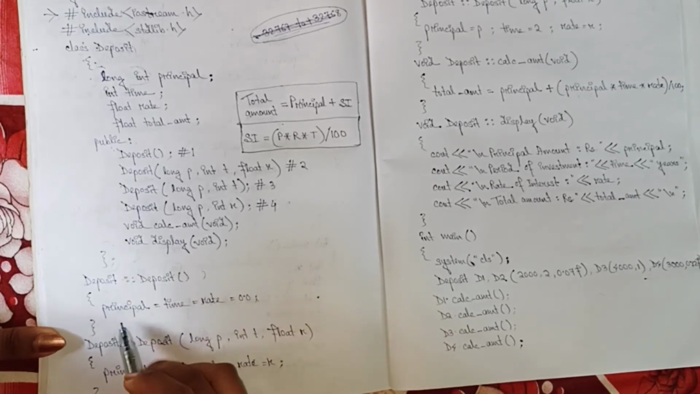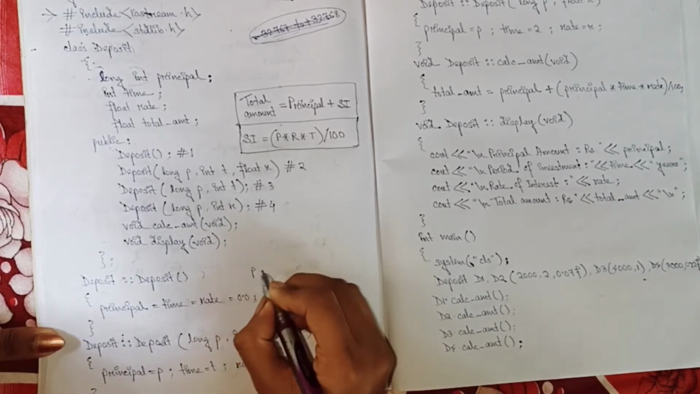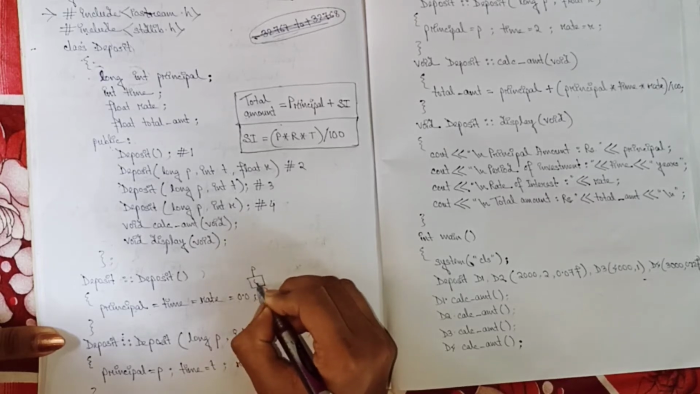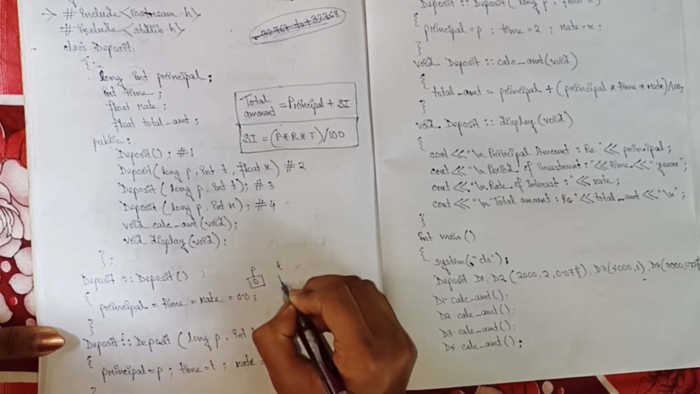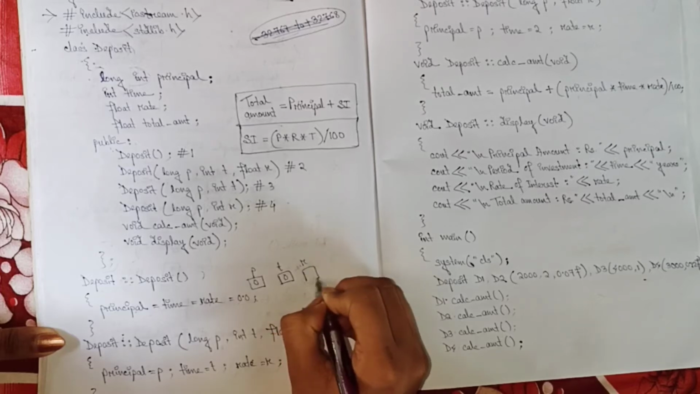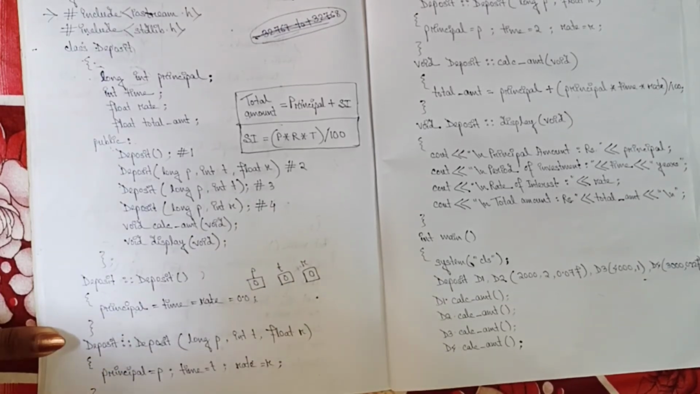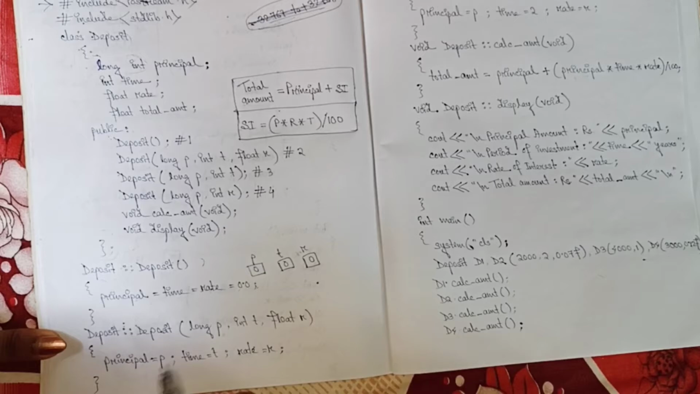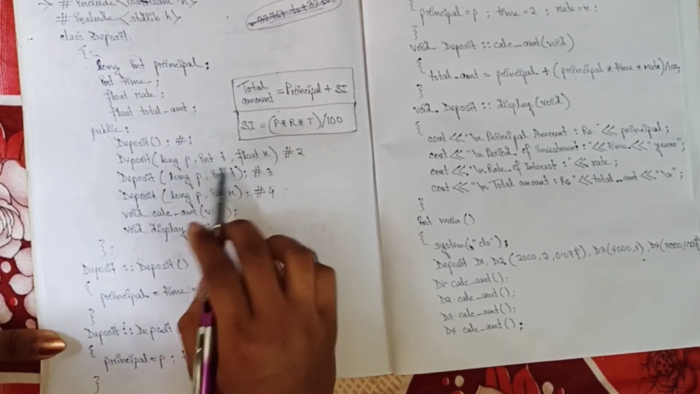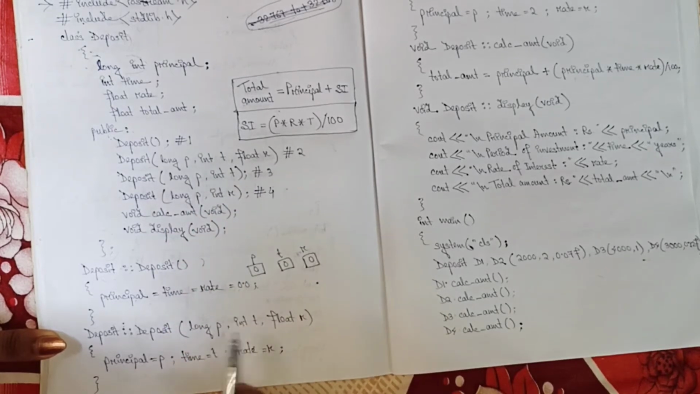Here I am showing you that principal is 0, time is also 0, and rate is also 0 for this particular constructor. Now you come to the second constructor definition, deposit. Inside this we have the arguments P, T and R, so we have written it like this. P is going to principal, T is going to time and R is going to rate. This will depend upon the user.